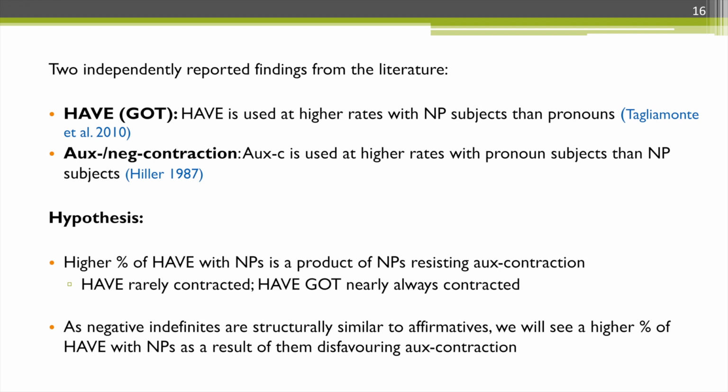And so as negative indefinites are somewhat structurally similar to affirmatives, which is where these kinds of claims came from, we can expect to see a greater percentage of have with NPs in that context, precisely because they disfavour auxiliary contraction. Okay, so if we can't contract have, then we're going to see more have with NPs because you can't contract with NPs, essentially.